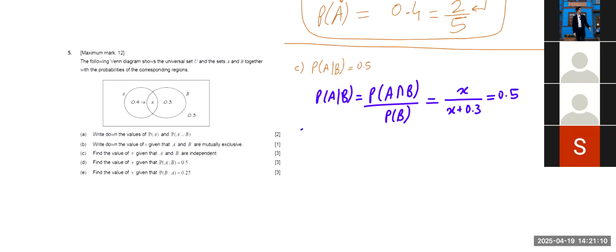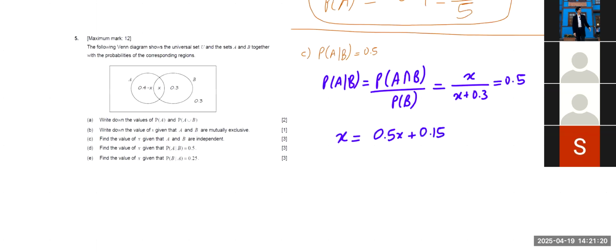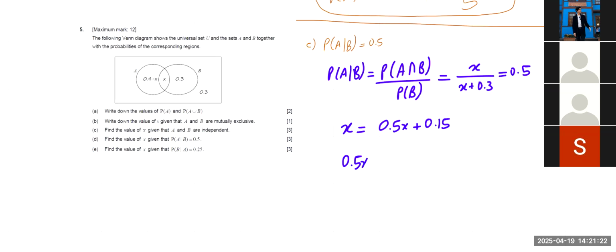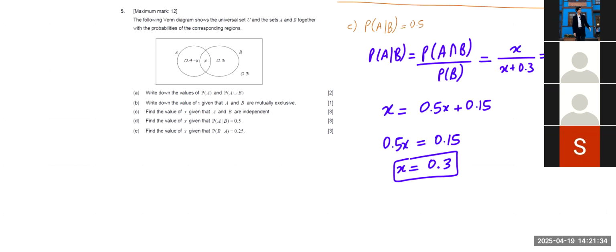I'm going to multiply both sides by the bottom, which gives me x equals 0.5x plus 0.15. I'm going to subtract the 0.5x on the left side, and I'm going to divide by 0.5 on the right side now, which gives me 0.3. So x would have to be 0.3 for this to happen. Okay, I'm going to leave the last part to you guys to figure out. This is homework.